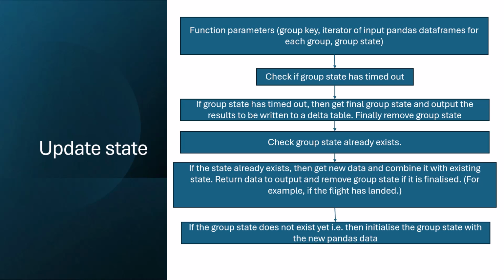It's the first time we receive a set of data for that group. That might be, for example, when the plane first starts up and is about to take off, then we will initialize the group state with the new data that we've just received from our pandas data frame. So that's the process of how we will update our state. It's a bit convoluted, so you may need to come back and watch this section again a couple of times, but let's now jump in and have a look at how we're going to code this.